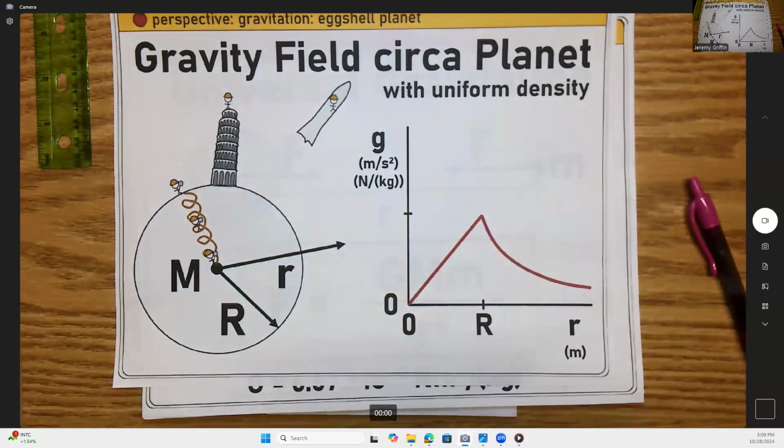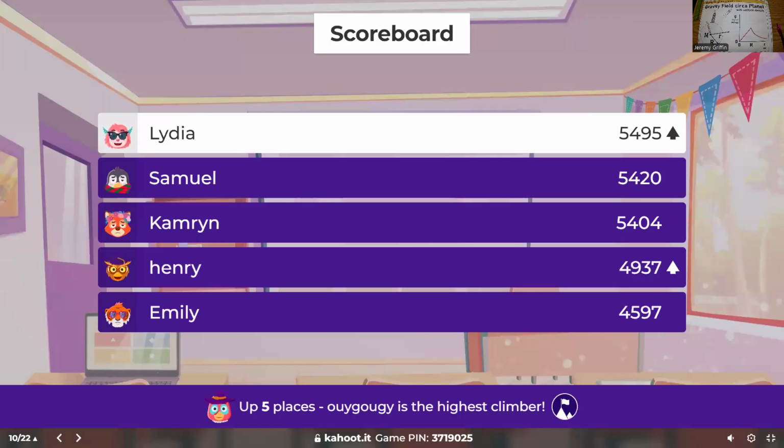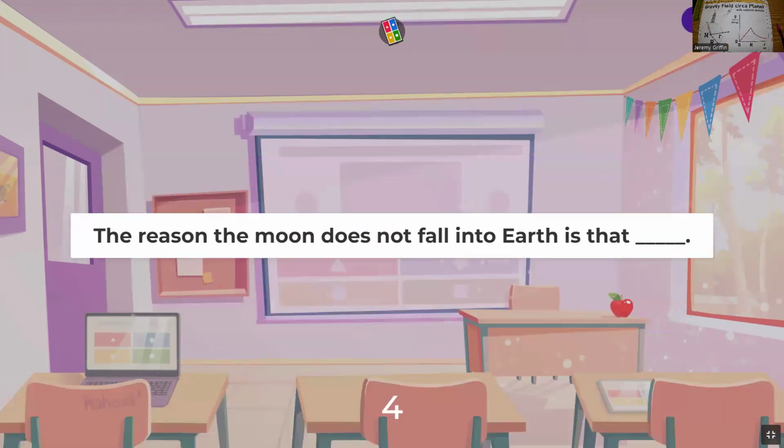All right. So let's go back to Kahoot. Okay. So the most you would weigh would be on the surface. If you take off in a rocket, get further away, your weight goes down. If you tunnel down, deep tunnel towards the core, your weight also decreases. You weigh the most at the surface. Got Emily, Henry, Cameron, Samuel, Lydia. Ooh, lead in. You will lead.